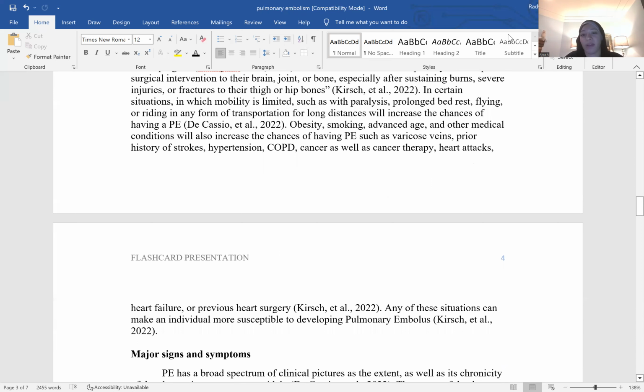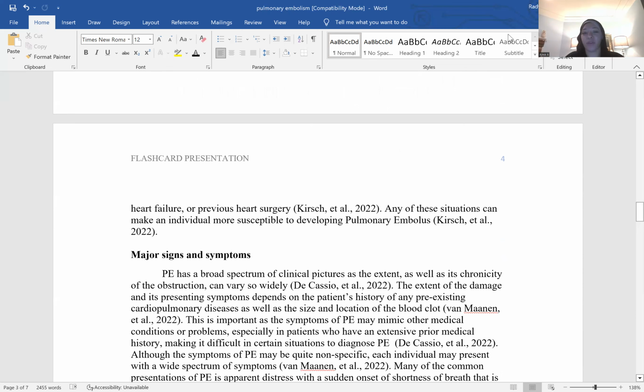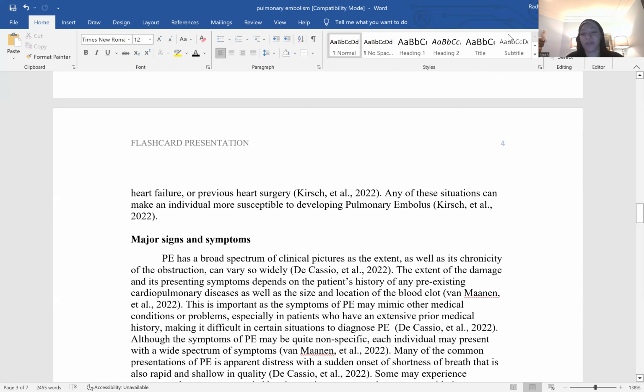Obesity, smoking, advanced age, and other medical conditions will also increase the chances of having PE, such as varicose veins, prior history of strokes, hypertension, COPD, cancer as well as cancer therapy, heart attacks, heart failure, or previous heart surgery. Any of these situations can make an individual more susceptible to developing PE.